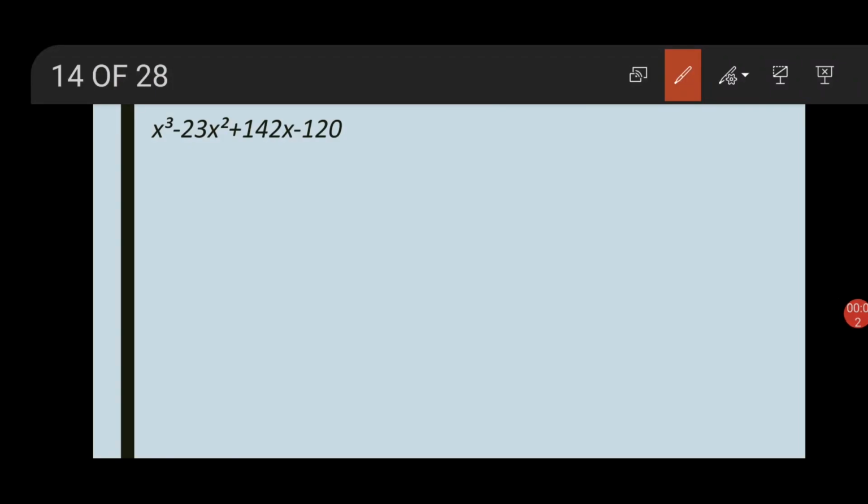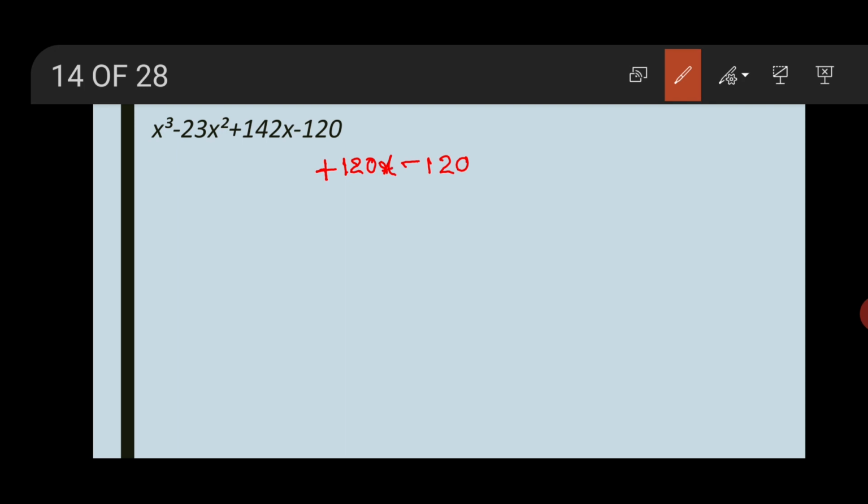Factorize x cube minus 23x square plus 142x minus 120. The last constant, minus 120, write first. Then its previous term is plus 142x. Now write the same number 120 and the sign of 142x, it is plus, and write the variable x also.